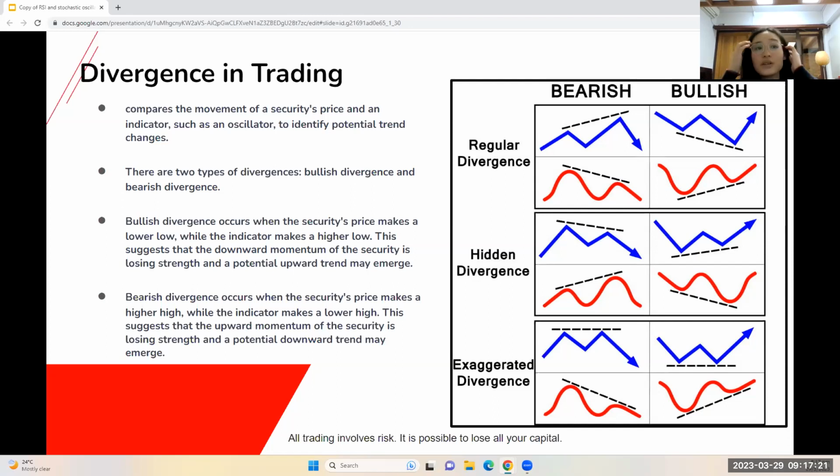The bullish divergence occurs when the security's price makes a lower low, while the indicator makes a higher low. Don't worry if you're a bit confused now. We'll be showing you a couple of examples in the next few slides. This suggests that the downward momentum of the security is losing strength and a potential upward trend may emerge.